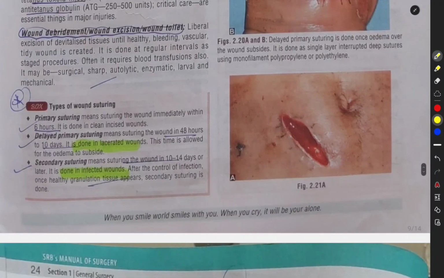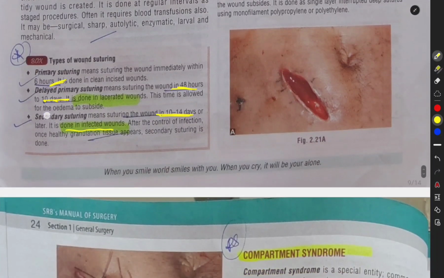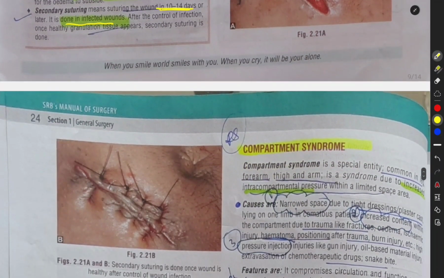There are 3 types of wound suturing. It can be primary suturing, delayed primary suturing, or secondary suturing. This is classified based on the time. Primary suturing is done by 6 hours, delayed primary suturing by 48 hours to 10 days. Secondary suturing is by 10 to 14 days. This is usually done in infected wounds. This is all about wound management.